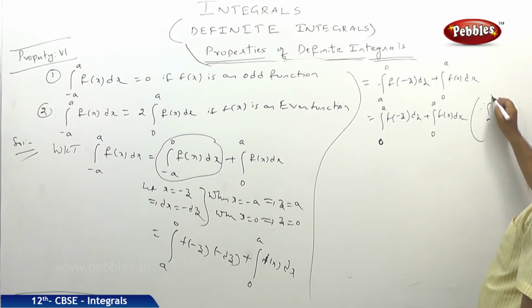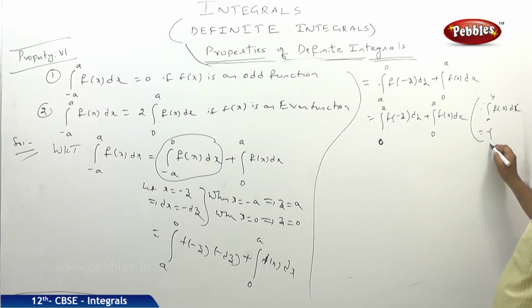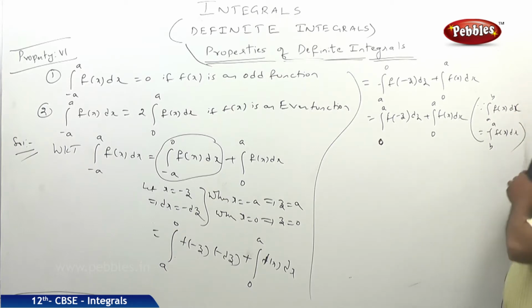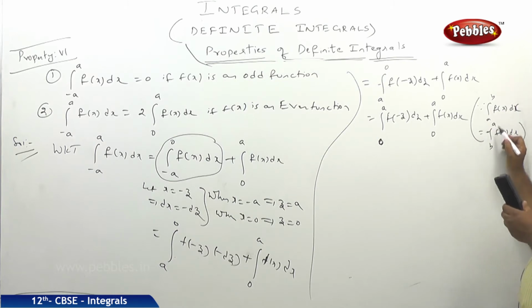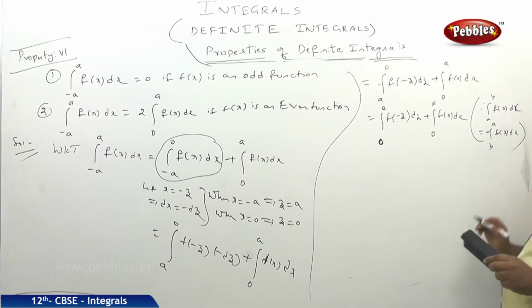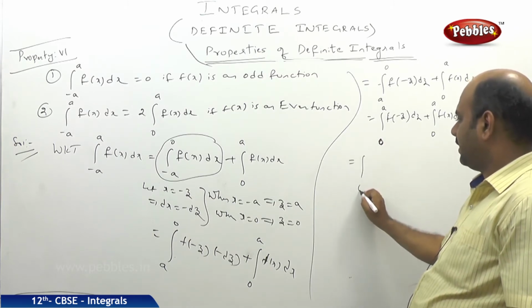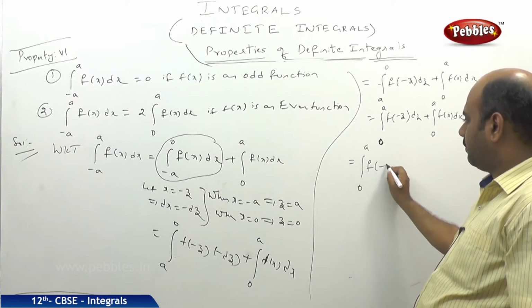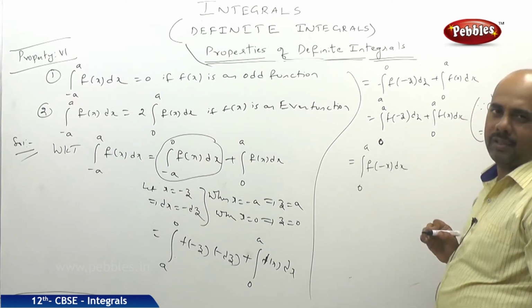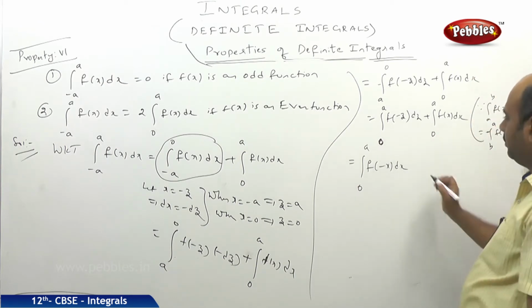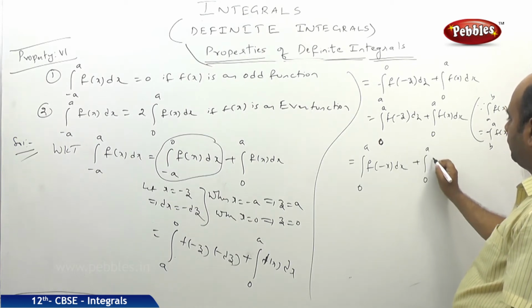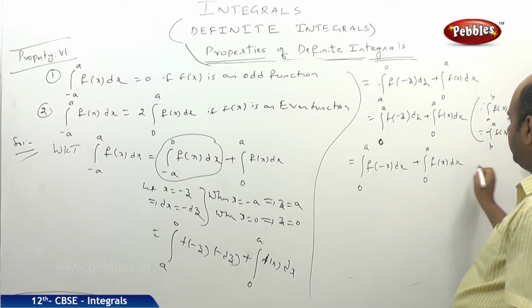Integral of a to b f of x dx is equal to minus integral of b to a f of x dx. This is the property. I think you can see integral a to b f of x dx is equal to minus integral b to a f of x dx, the same property. And later this particular thing I can write as integral 0 to a f of minus x dx, by the second property, or you can call it the first property because it gives rise to the same value, plus integral of 0 to a f of x dx.